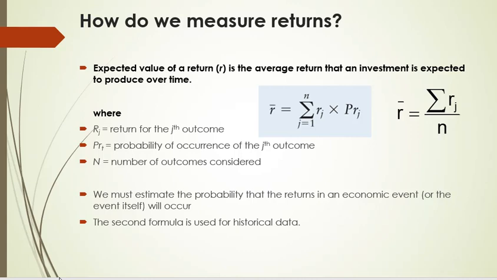To calculate the expected return, there are two cases we're going to look at. If we have historical data, this is the formula: you add up all the returns in the data set and divide by n. But in a scenario analysis, we have predicted returns, that's R sub i here, and we multiply each one of those returns by the probability that it will happen. Once we have multiplied those all together, we then do a summation of all of these products.